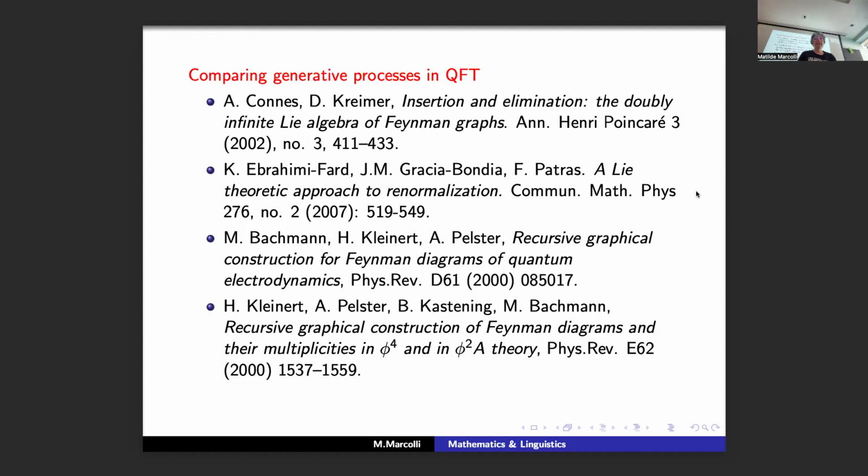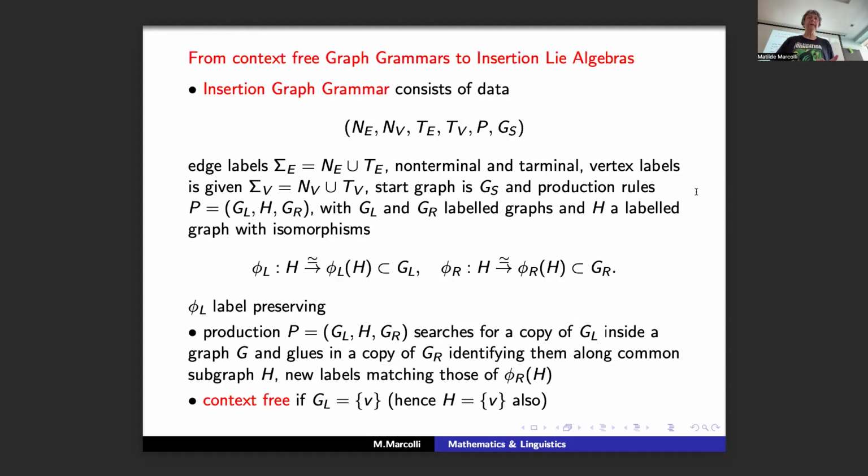So, if one wants to compare this generative process in quantum field theory that is described in terms of Hopf algebras, as I did just now, and the formal languages point of view, there are a few comparisons here and there you find in the literature in terms of describing the recursive construction of Feynman diagrams for certain theories, but there are basically two things, the ones that I mentioned a moment ago. There are two ways in which these two points of view are related.